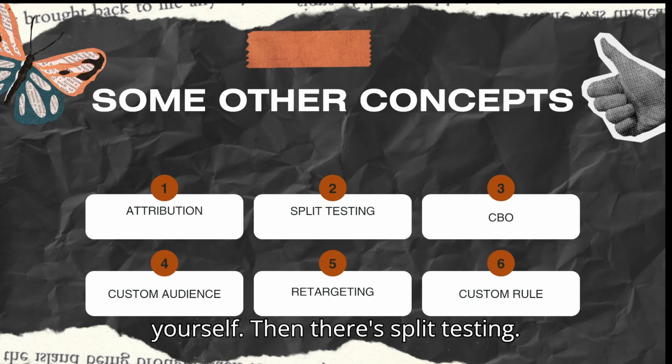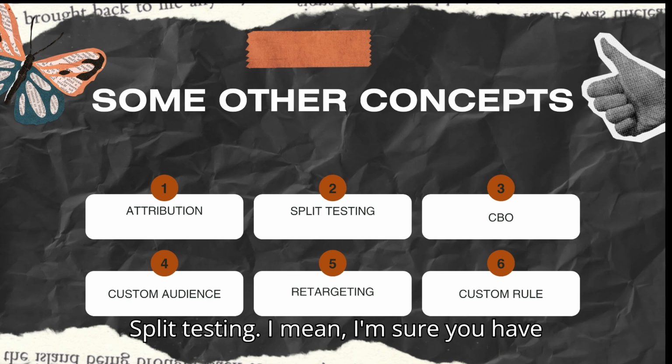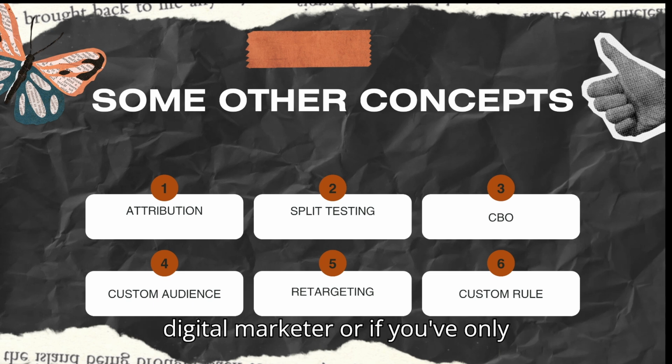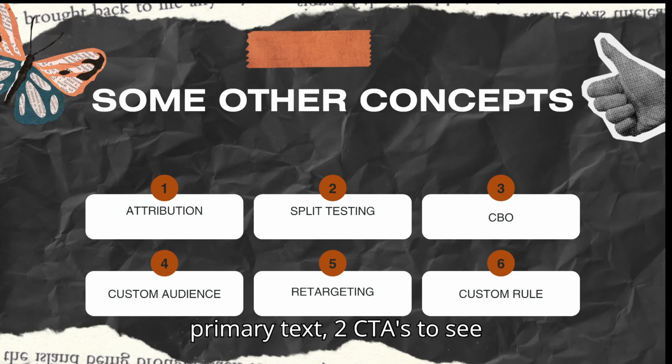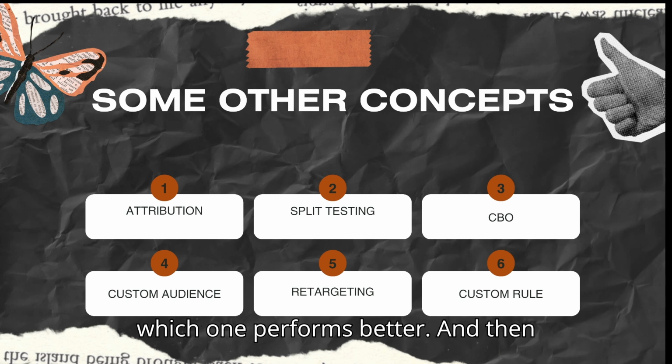Then there's split testing. I'm sure you have heard the term A/B testing if you're a digital marketer or if you've only started learning it. So this is when you test two versions of something, like two images, two headlines, two primary texts, two CTAs, to see which one performs better.